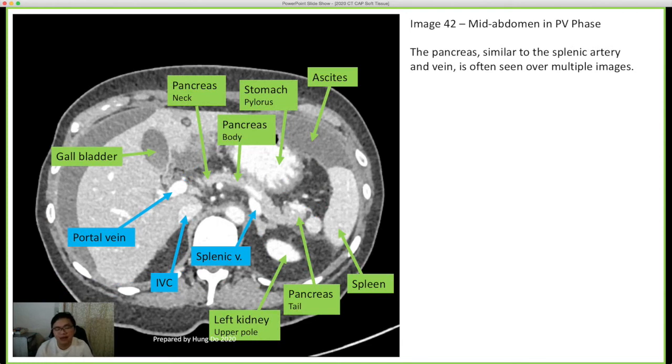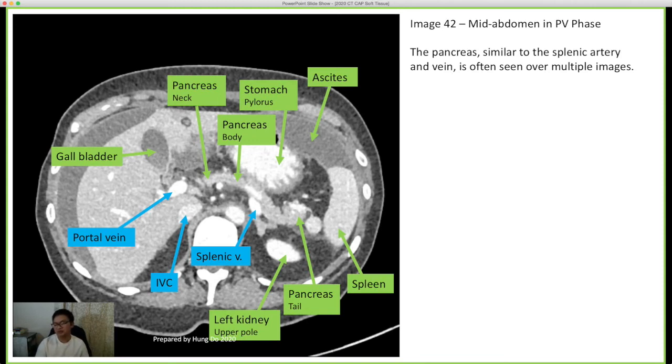Lots of different parts to indicate here. Just be mindful that the pancreas is quite a large structure that appears in different parts depending on which slice you have. So it has a tail, it has a body, it has a neck, and it has a head.